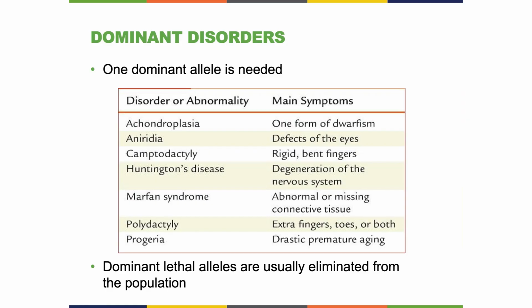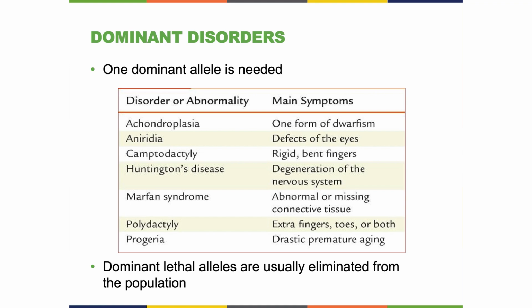If we look at dominant disorders where you only need one dominant allele, achondroplasia dwarfism is one of the forms of dwarfism. That's probably the most common form of dwarfism. The individuals are normal except for their dimensions. Their trunk is much shorter, their limbs are much shorter, but other than that, they're very much normal.